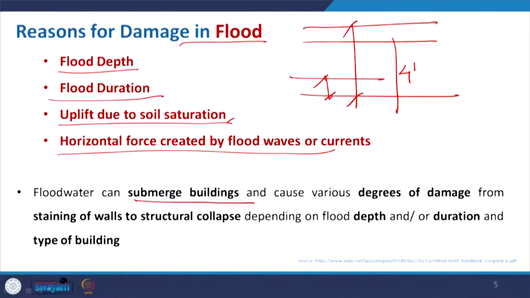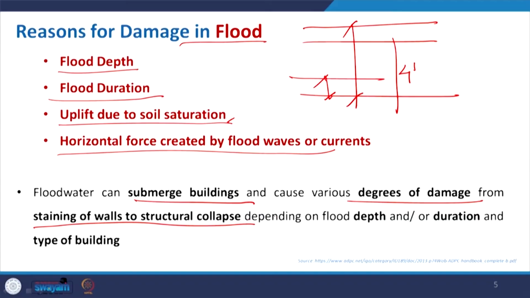The flood water can submerge a building and cause various degrees of damage, from straining the wall to structural collapse. Gradually it will create strain in the building, it will deform the building, and then it will collapse. It will also depend on the depth and the duration of the flood, and also the type of the building. If your building is kacha type, normally in the rural area, they make the brick of earth, or sometimes with some kind of admixture such as cement.